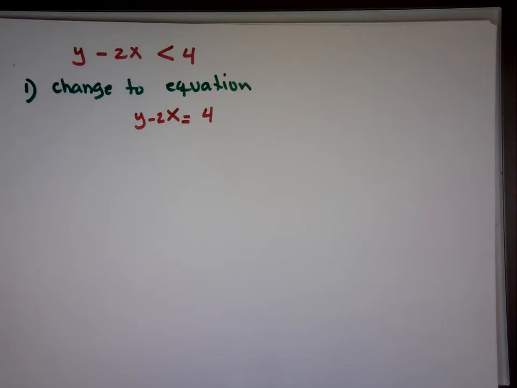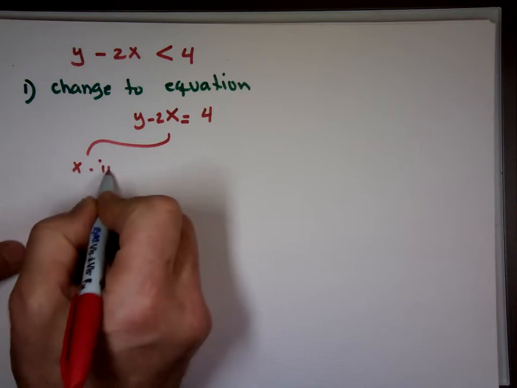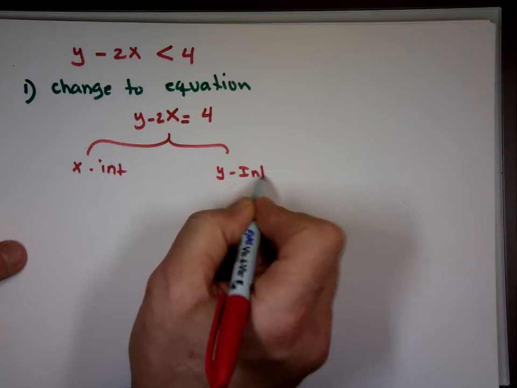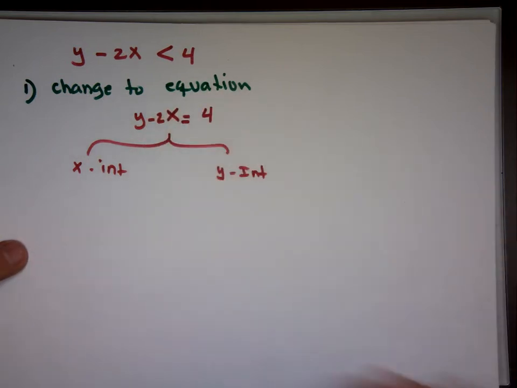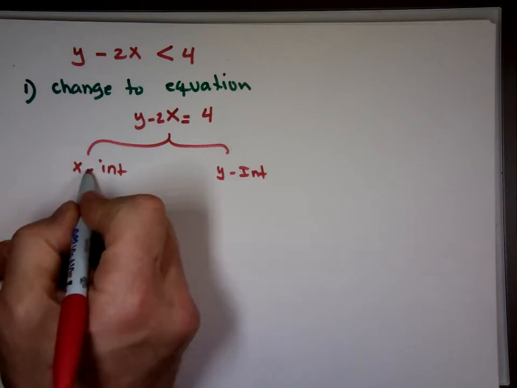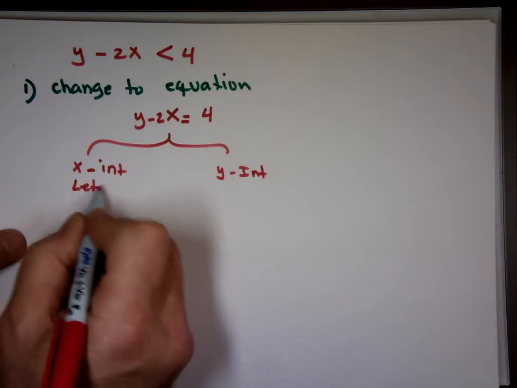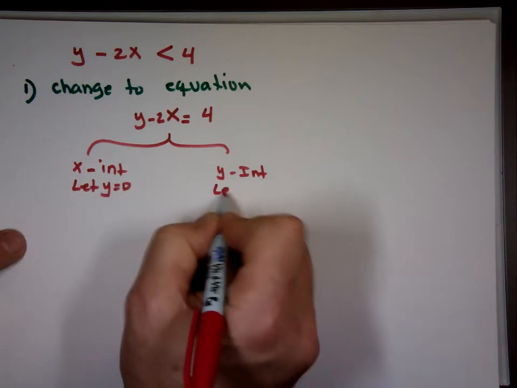X and y on the same side. I'm going with my x-intercept and y-intercept. I could have moved the negative 2x to this side and it becomes y equals 2x plus 4. But I like this method. The x-intercept, you let y be 0. Y-intercept, let x be 0.